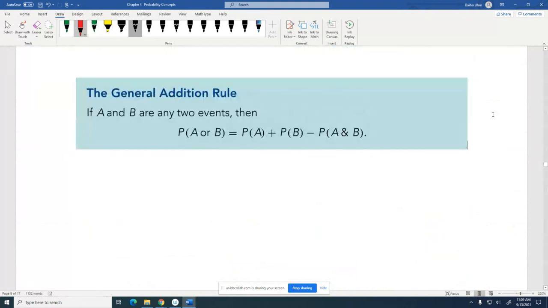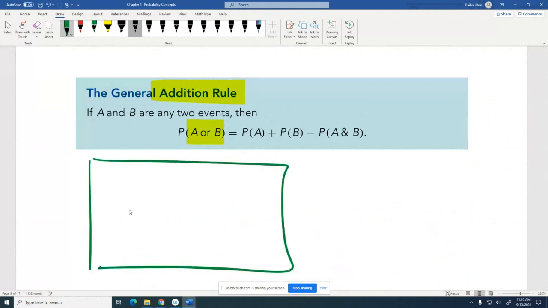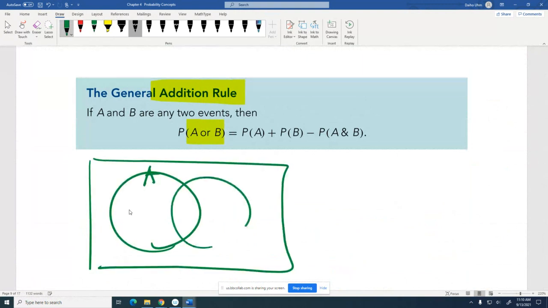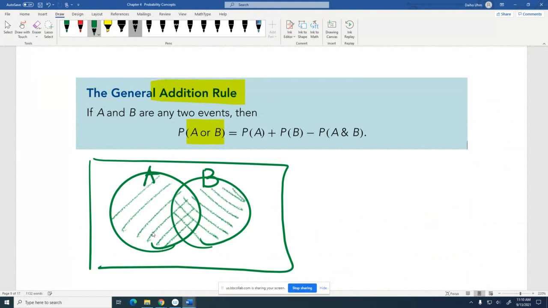Okay, now here's another, it's an addition rule. So we are going to take the probability of A or B again. But now it is the general one, in general. They don't have to be mutually exclusive. So let me make the Venn diagram. In general, here's the A, and here is the B. Still, we need the probability of A or B.